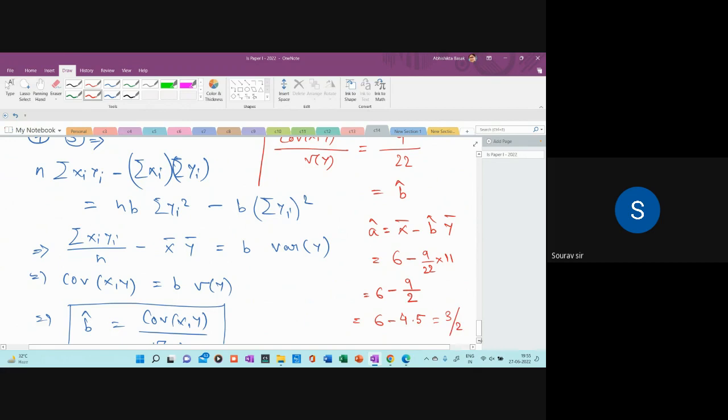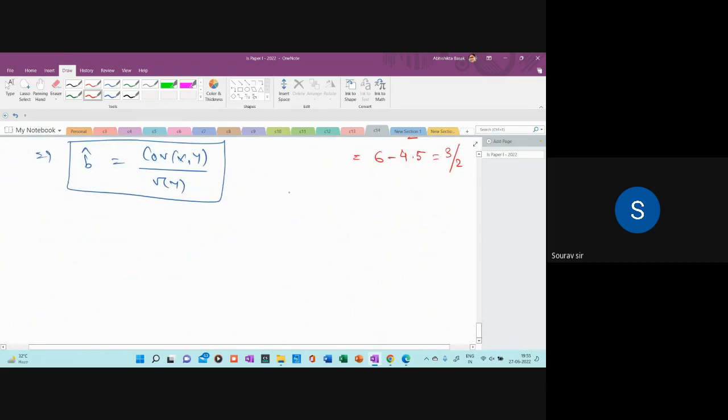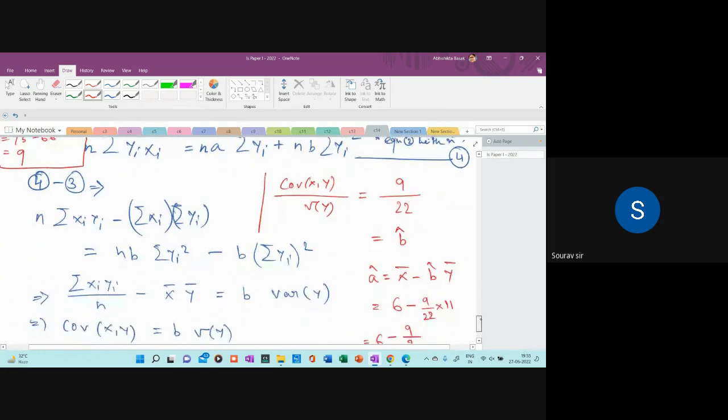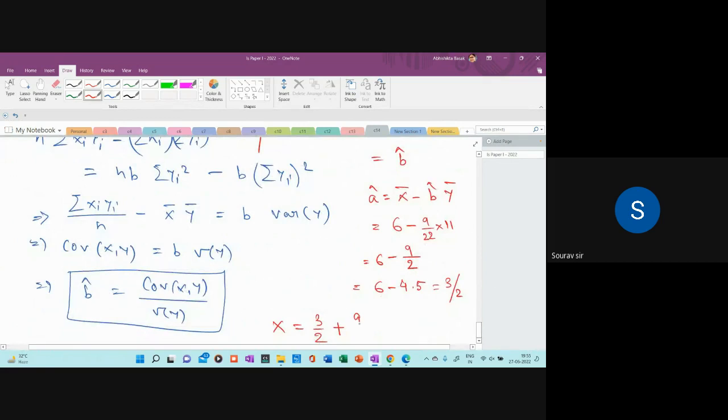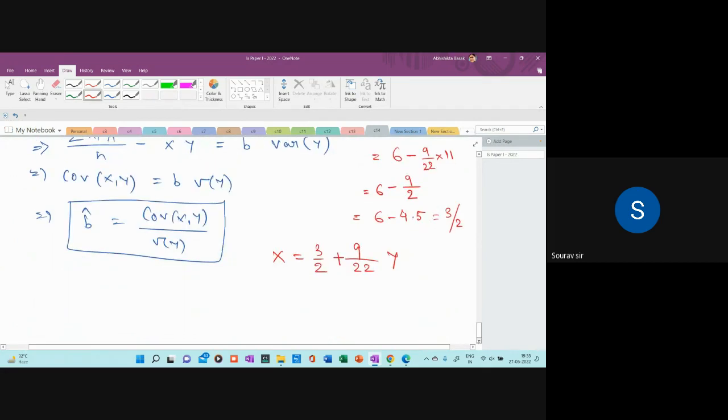So what is the equation of the line? We get the line as x equals 3 by 2 plus, what was the value of b hat? Let me check it again. It was 9 by 22. Sorry, 9 by 22 into y. This is the equation of the line.